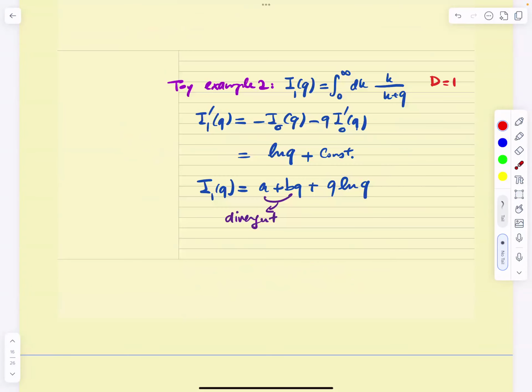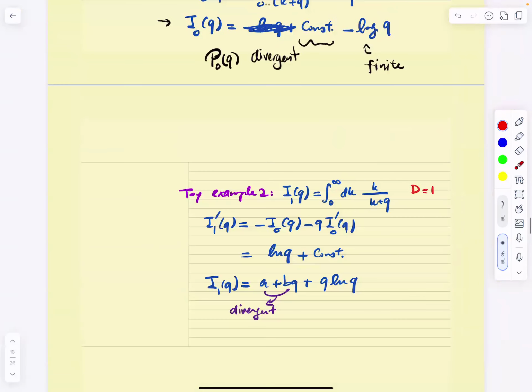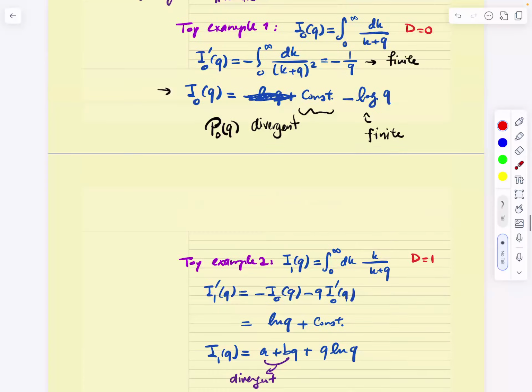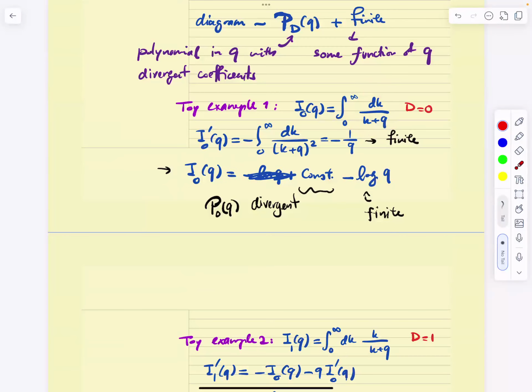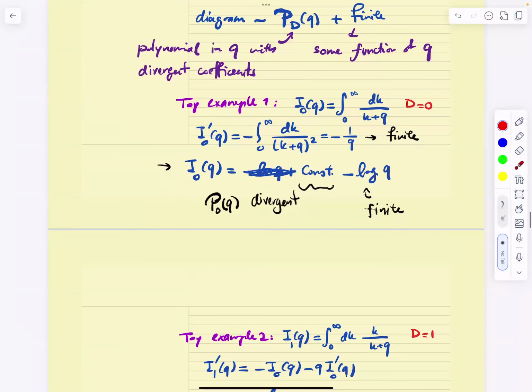Toy example 2. Imagine the following integral. I'm going to call it I1 of q: the integral from 0 to infinity dk, k over k plus q. You can hopefully see why I'm doing these. I'm considering these kinds of terms, right? These kinds of terms appear all over the place in Feynman diagrams.